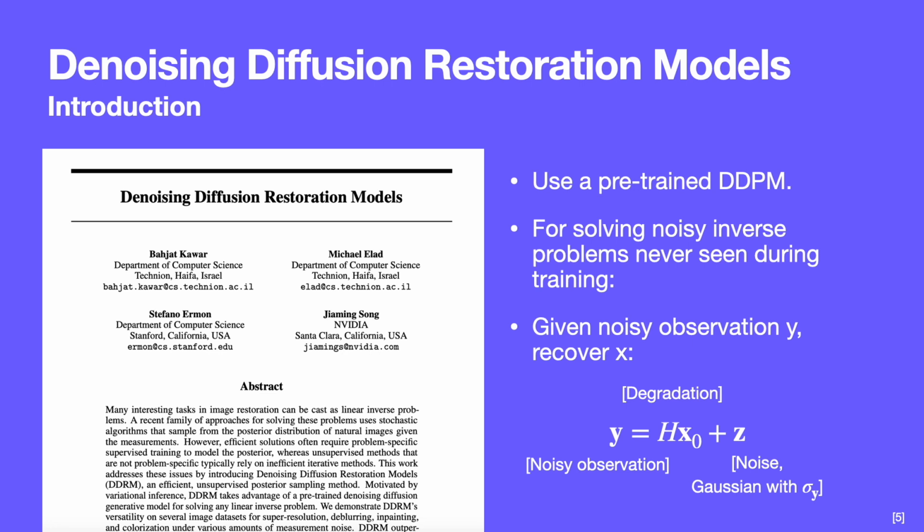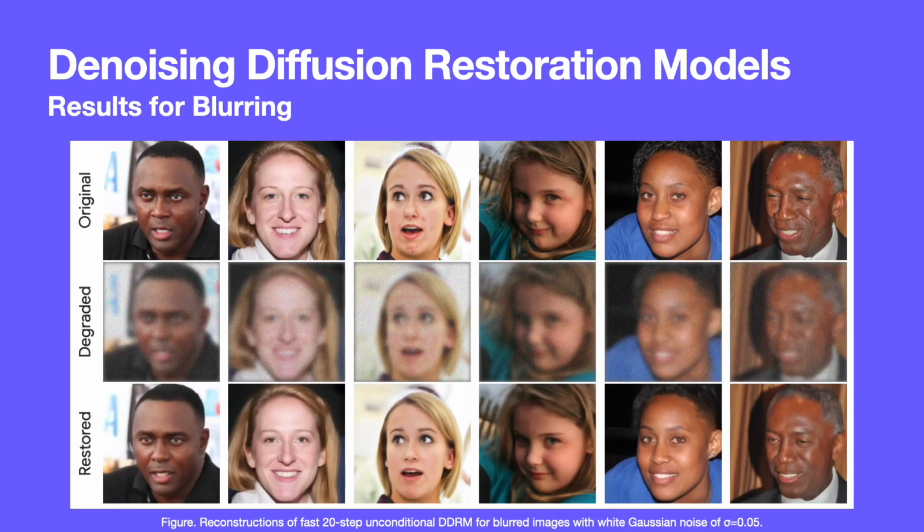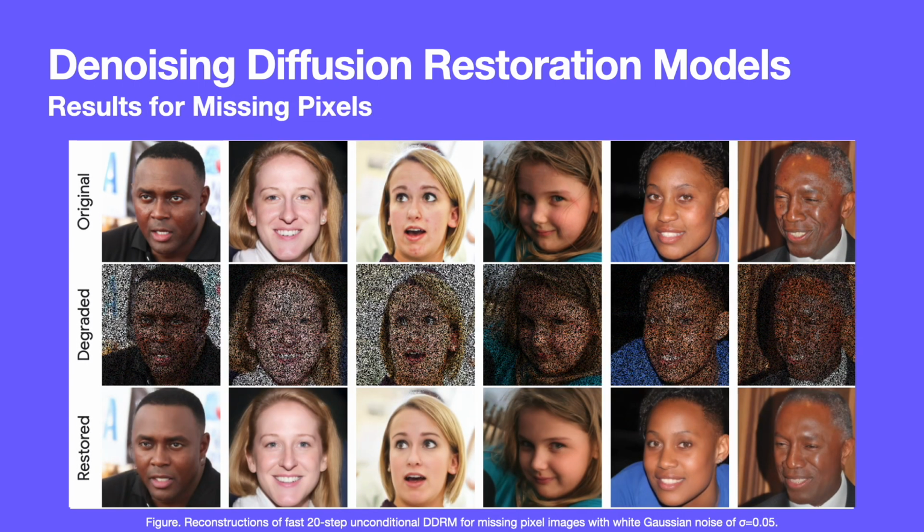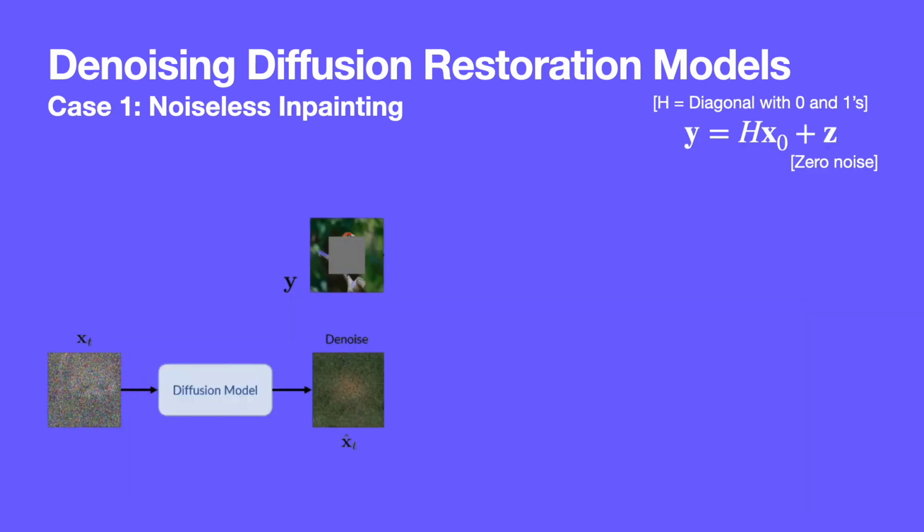So they found a way to use a pre-trained DDPM to solve an inverse problem without training it for that particular inverse problem. And here are some of their results for blurring, for downscaling, for inpainting. And to understand what they proposed intuitively, we can first start with the easiest case, noiseless inpainting.